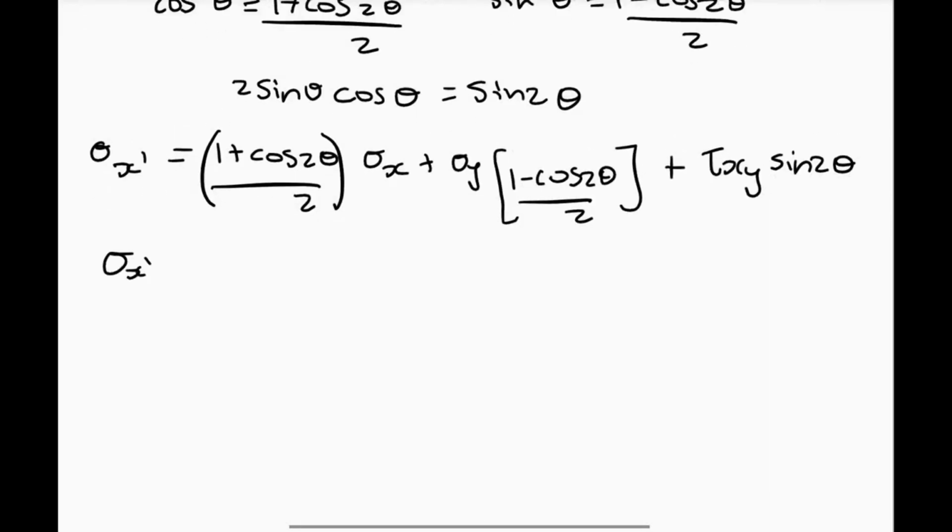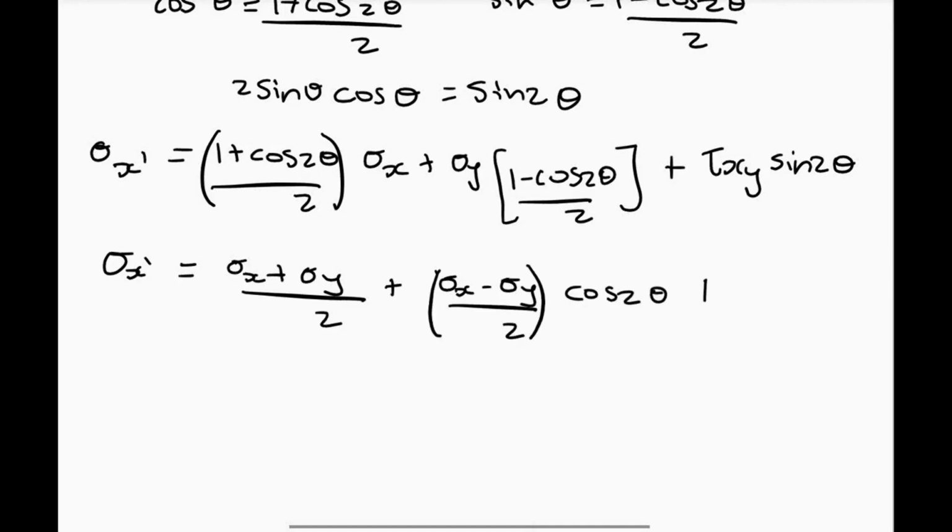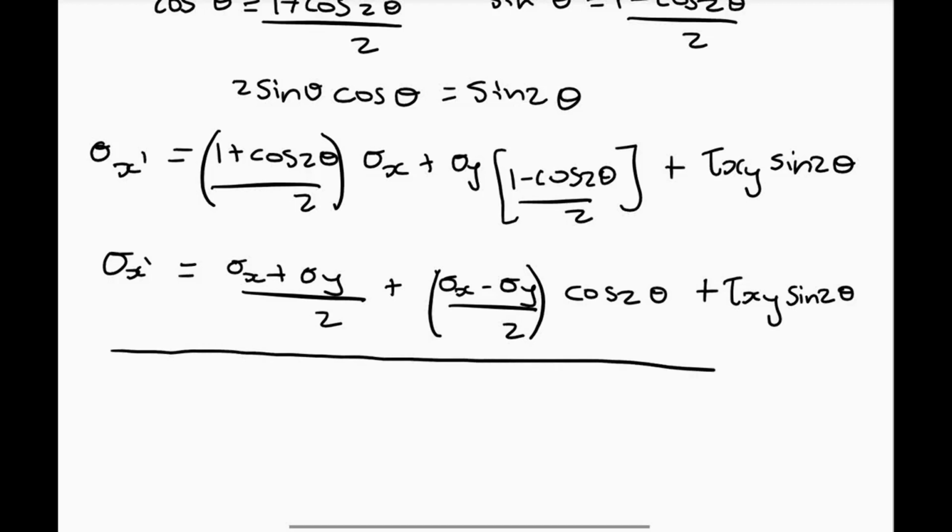Now, when I open the brackets, I'll have sigma x plus sigma y over 2 plus sigma x minus sigma y over 2 cos 2 theta plus tau xy sine 2 theta. And that's the expression for the unknown stress.